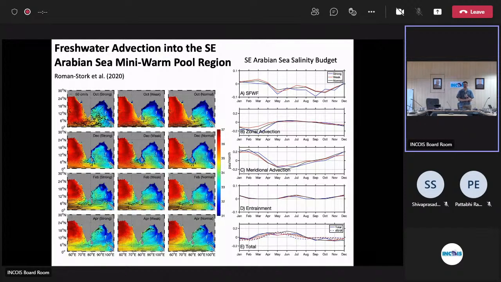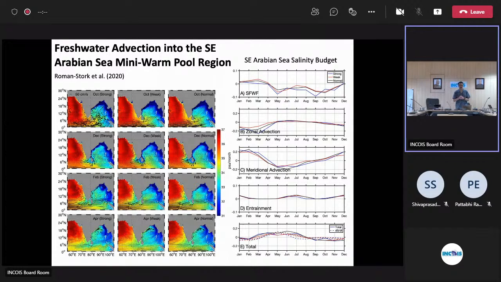And what Heather's done here in the right-hand column is she's looking at an Arabian Sea salinity budget, where the top panel is the surface freshwater flux. The next two panels are zonal advection and meridional advection. So east-west advection and north-south advection. And then entrainment at the base of the mixed layer and the total.